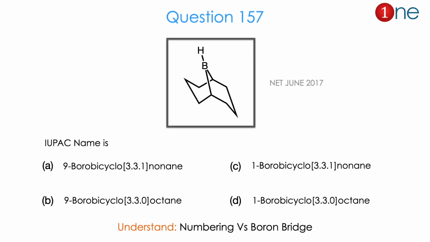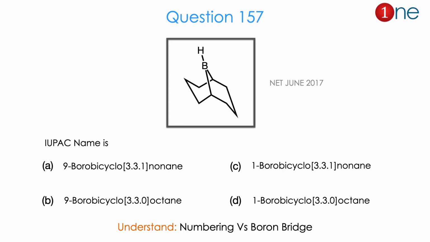Then let us see the next question. The starting material is a boron compound, which is in the bridged form, which has on either side 3 carbons. So it's basically a bicyclic system. Here they are asking for the IUPAC name of it. The name is 9-boro-bicyclononane or 1-boro-bicyclononane or 9-boro-bicyclooctane or 1-boro-bicyclooctane. So basically it's octane or nonane, or you can say the question is really about numbering versus boron bridges.